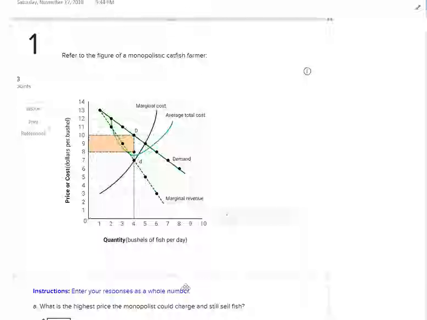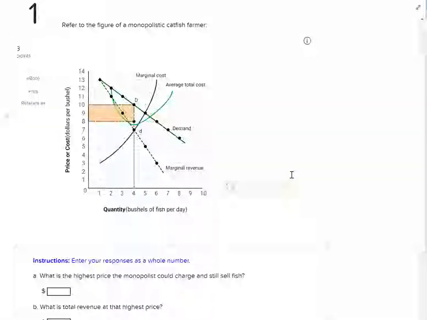My advice would be to try as many different versions of these problems as you can, just to get comfortable with the format. So this first one shows you the graph of a monopolistic catfish farmer. And some of this might look familiar. For example, the average total cost curve faced by the monopolist is the same as it would be for another type of firm, a more competitive firm. Marginal cost curve, again, that upward sloping curve that we looked at in previous chapters.